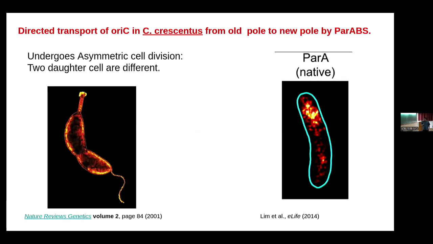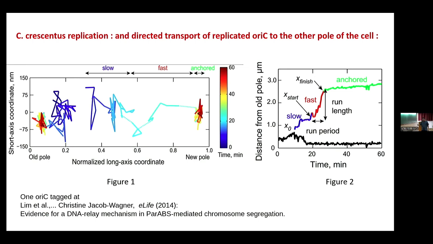Coming to Caulobacter, it is known that the chromosome organization is very different from that of E. coli. One of the oriCs is localized at one of the poles, and once it's replicated, one of the replicated oriCs goes to the other end of the cylinder, inside the cell. This is maintained by the ParABS system, and ParA itself has a gradient along the long axis of the cylinder. This data is from Christian Jacob Wagner.